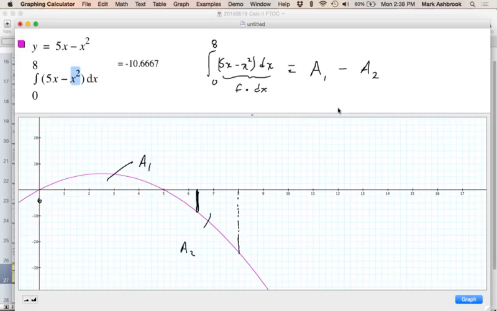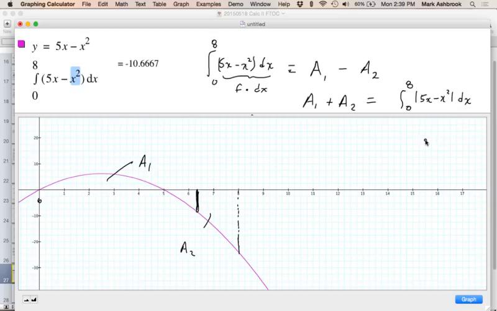Okay, so what if I wanted to calculate A1 plus A2? So I don't want the difference. I want to actually know what the total area between the curve and the x-axis is. I can't use the integral from 0 to 8 because that's going to give me the difference of areas. So how am I going to get A1 plus A2? You need to take the absolute value of A2 or the entire function. So you would write it as the integral from 0 to 8 of the absolute value of 5x minus x squared dx.